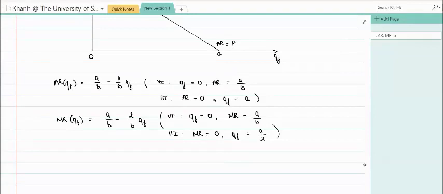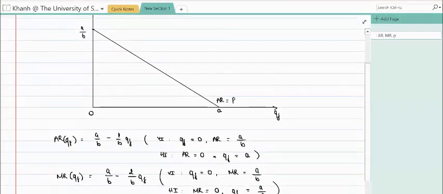If I go up to the graph over here, you can see that the marginal revenue has the same vertical intercept as the average revenue. However, the horizontal intercept is at QF equal to A on 2, which is half of the horizontal intercept on the average revenue curve. So it's A on 2 over here, and my marginal revenue curve is going to be this. Sorry, marginal revenue.